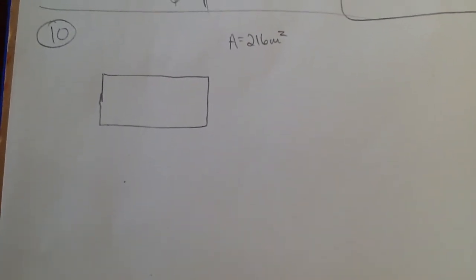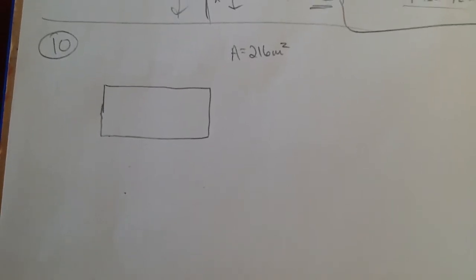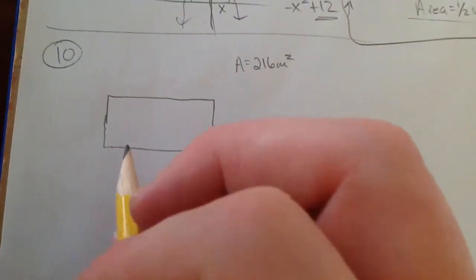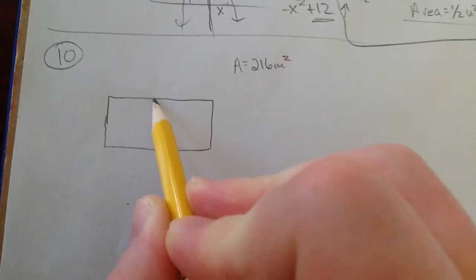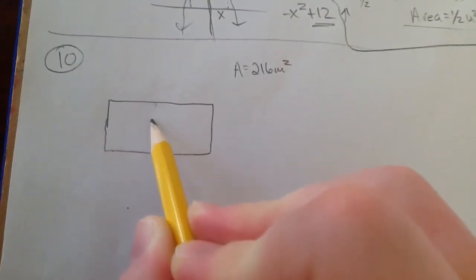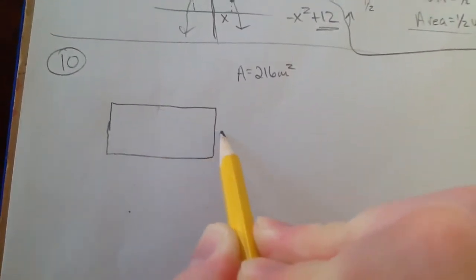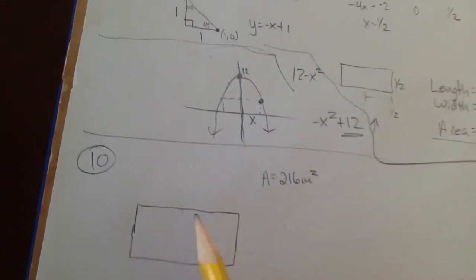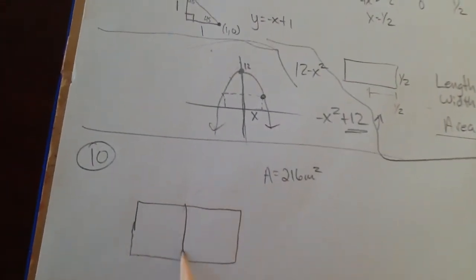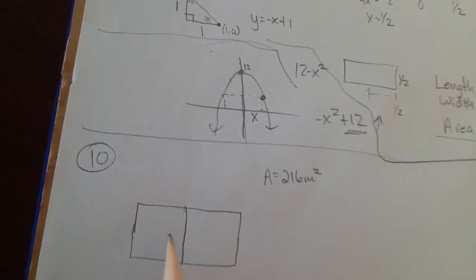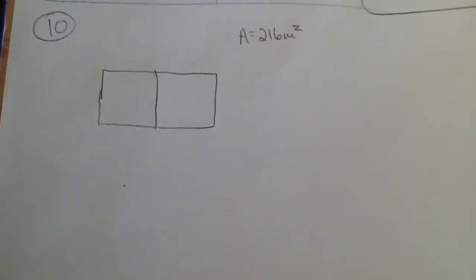It's enclosed by a fence and divided into 2 equal parts by another fence parallel to one of the sides. So another fence parallel to one of those sides. So it's either like this into 2 equal parts or like this into 2 equal parts. And it doesn't matter which way you do it. I'll do it this way. So those are both equal areas.